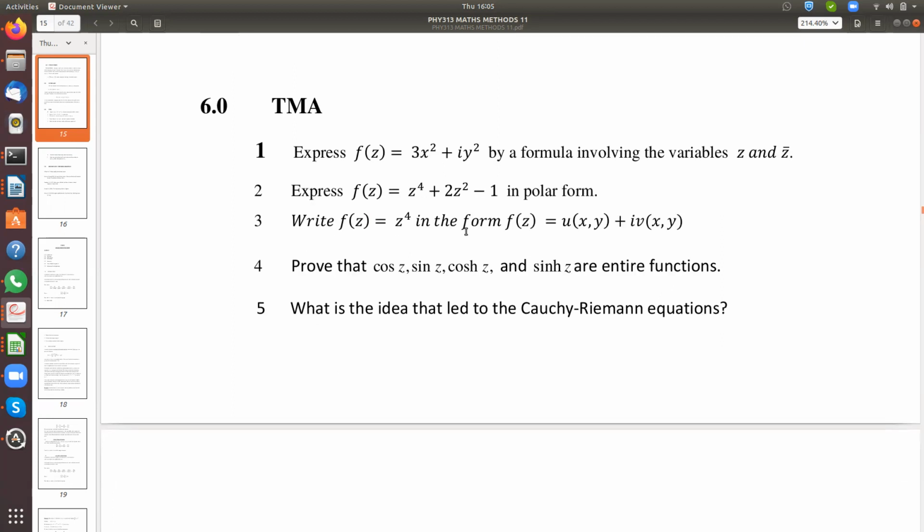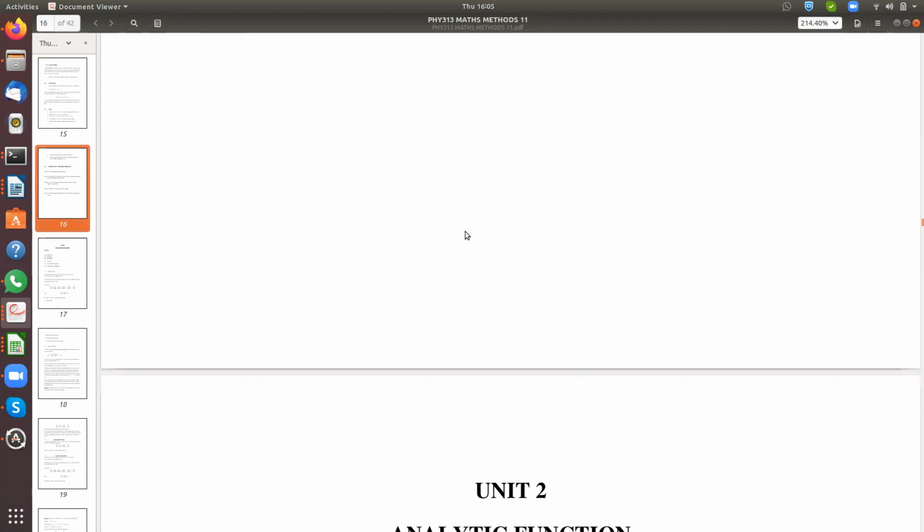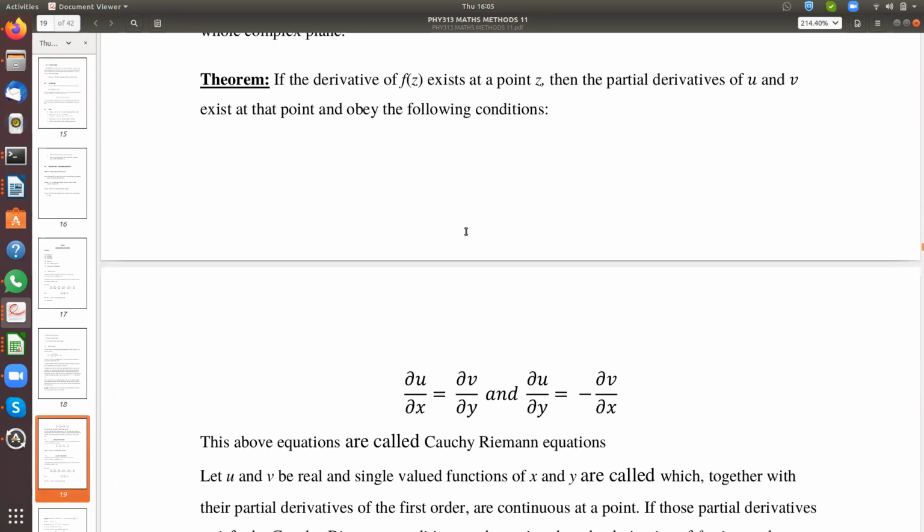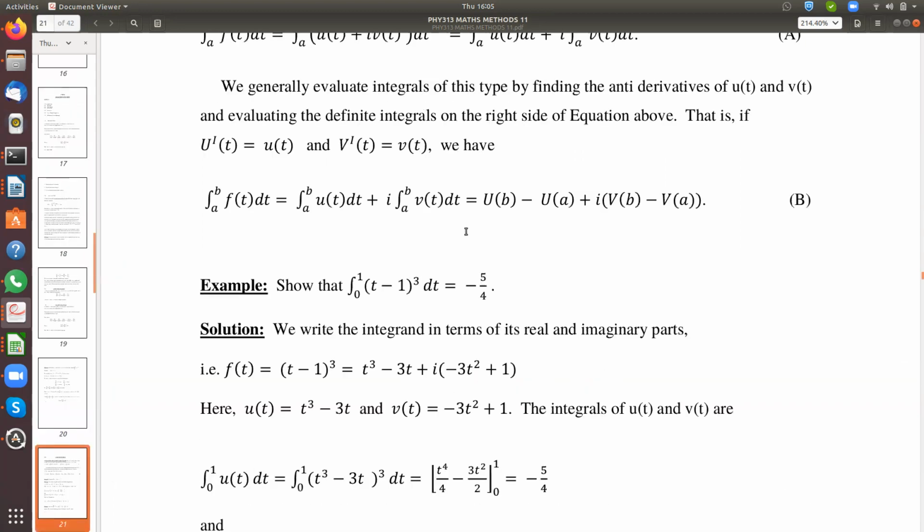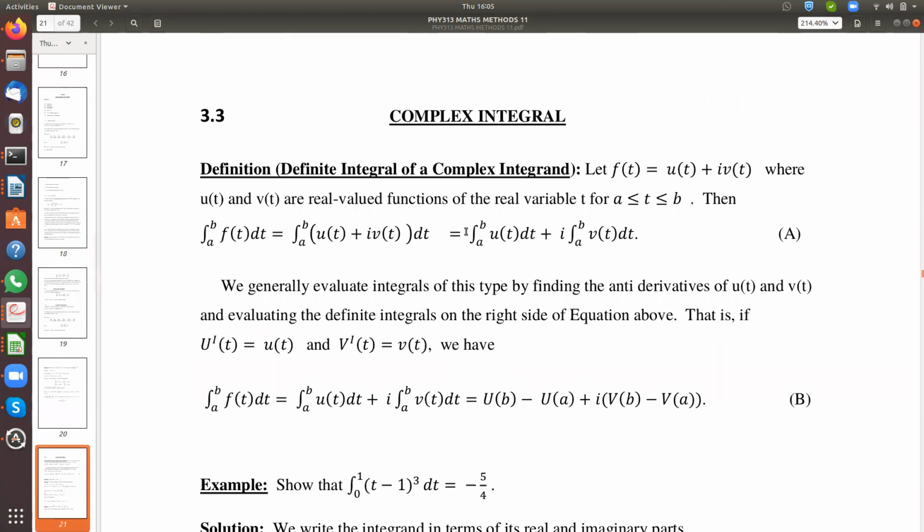So any question on that? If none, then let's proceed to what we are expected to discuss today. Today we shall discuss complex integral, and if time permits, we also start something about the residue theorem. So complex integral is just a way of solving some complex functions.